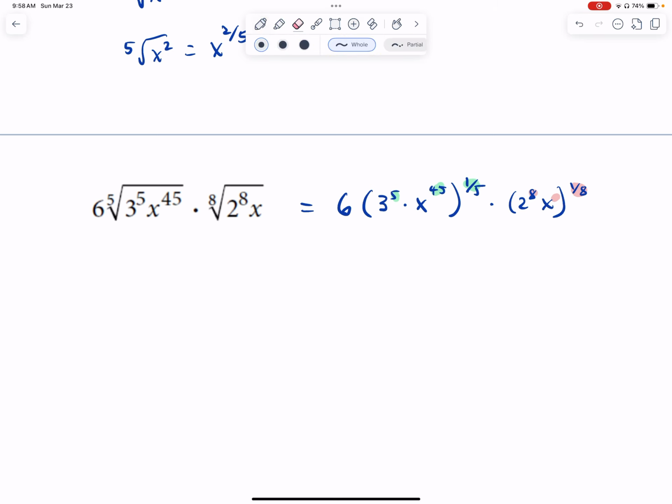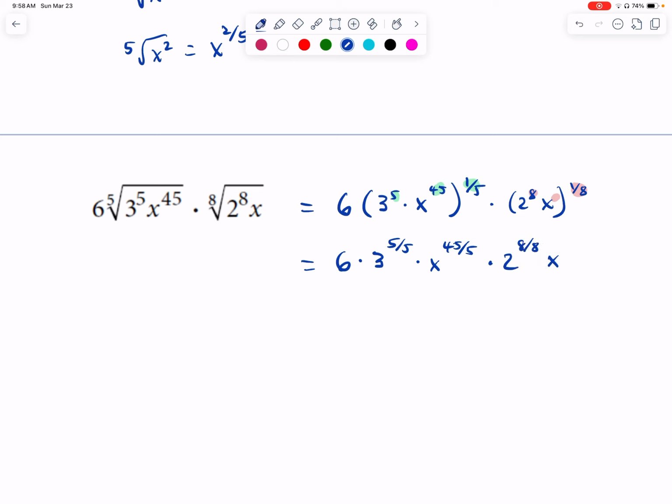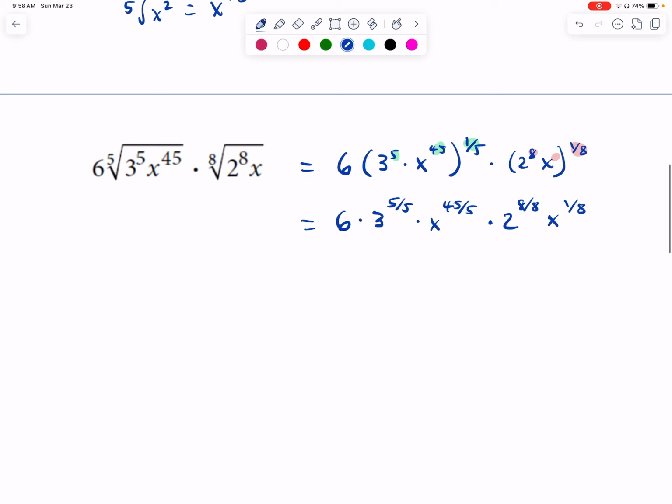So continuing here, I get 6 times 3 to the 5 over 5 times x to the 45 over 5. And then continuing with the one with the 8, I have 2 to the 8 over 8 times x to the 1 over 8. All right, and now let's just continue to simplify here. Obviously, this 5 over 5 is to the first power, and likewise, this 8th over 8th is going to be to the first power.